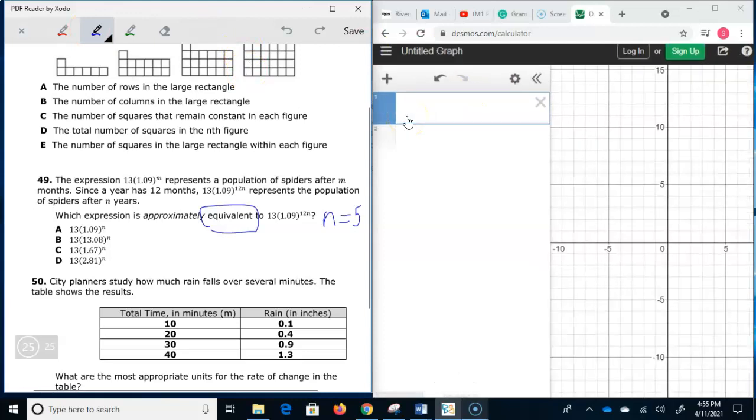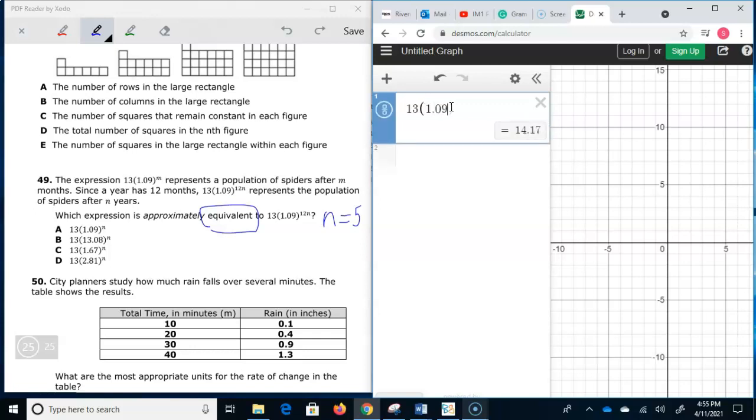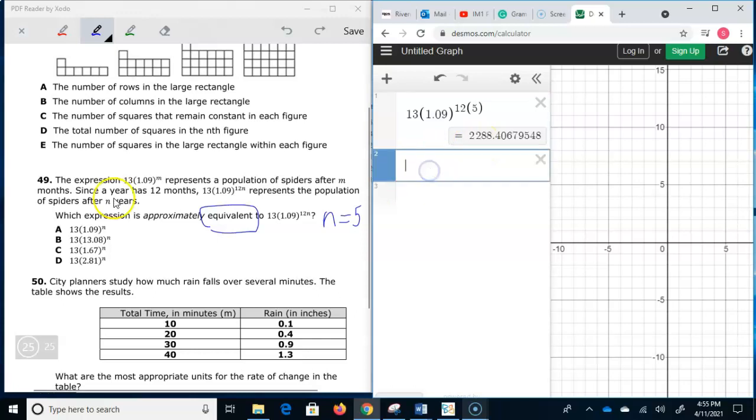You get to choose. So what I would do is I'd come to my calculator and I would type in 13 times 1.09 to the 12 times, and then instead of n, I'm going to put in 5. And that gave me an answer of 2,288.4. So I'm going to try each one of my other answer choices here and see which ones get me close when I type in 5.